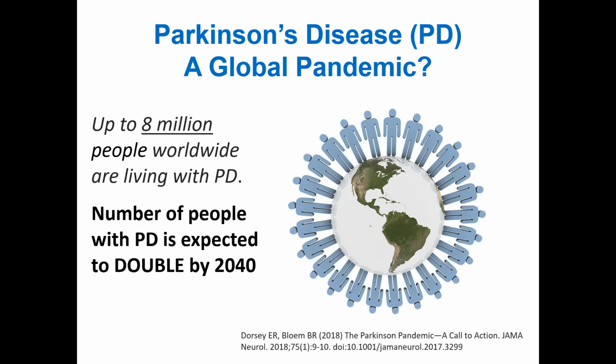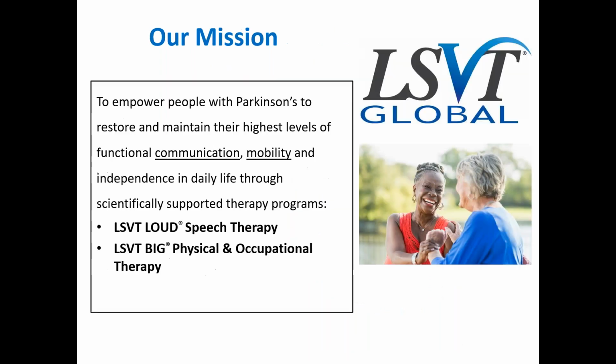With Parkinson's disease, currently the statistics show us that there are about 8 million people worldwide living with Parkinson's disease. And that number of people with the disease is expected to double by the year 2040. So in 20 years, we expect it to go up to 16 million.